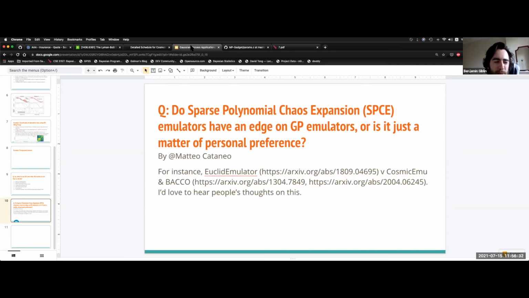I can't remember all the details, there might have been some residual differences, but we more or less shrugged our shoulders and said maybe sparse polynomial chaos expansion is better, but we weren't sure. So I think that's why he's asking it, but yeah, I still don't know the answer to that question.